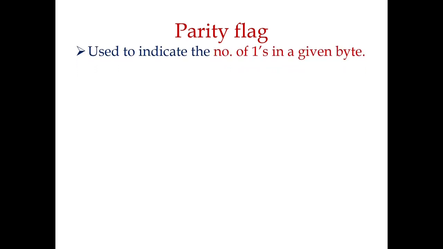Next is the parity flag. As the name tells, pairs. If the number of ones occurs in pairs, then this flag will be set. Generally, this parity flag is used to indicate the number of ones in a given byte. We know what a byte is: a combination of 8 bits, we call it 1 byte.